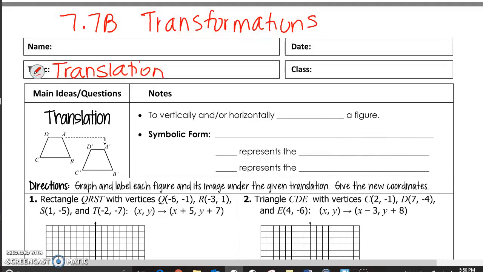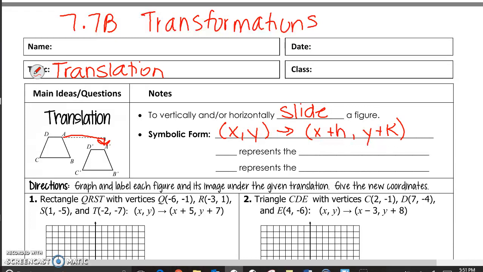So a translation is where we just move it. It's just moving on the graph, to vertically and or horizontally slide a figure on the graph. So the symbolic form of that is we're going to have a point that's x, y, and we're going to take it and do x plus h and y plus k. And I'm going to explain right now what that means.